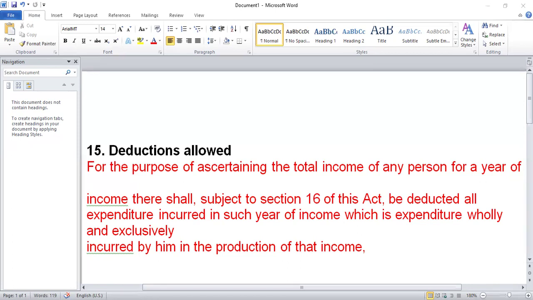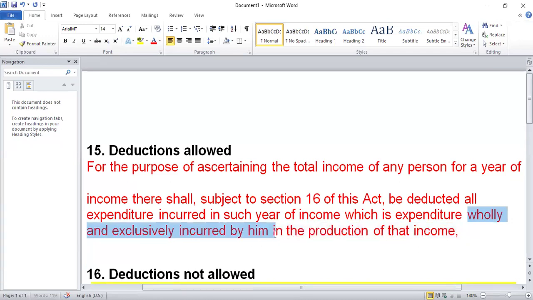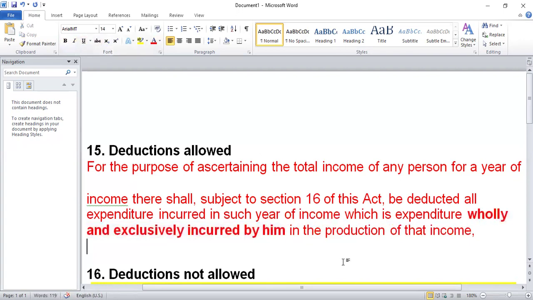So Section 15 of the Income Tax Act says that for the purpose of ascertaining the total income of any person for a year of income, there shall, subject to Section 16 of this Act, be deducted all expenditure incurred in such year of income which is wholly and exclusively incurred. You need to mark that term, wholly and exclusively incurred. So any expenses that is wholly and exclusively incurred by him in the production of that income.